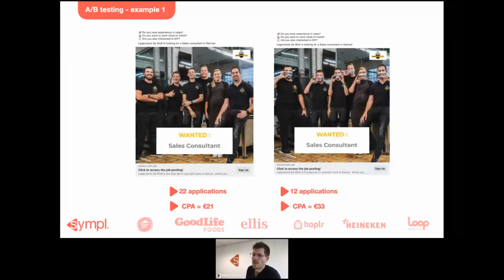And on top of that, the CPA, which is the cost per application. So it's your total cost for a campaign divided by the number of applications. Your cost per application was almost 30% lower than the ad on the right. So again, good learning, the importance of A/B testing. Let's do another one.